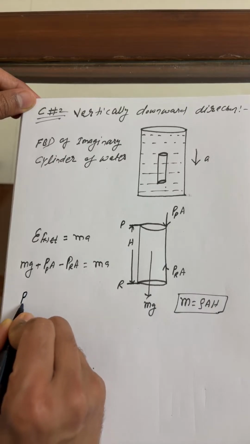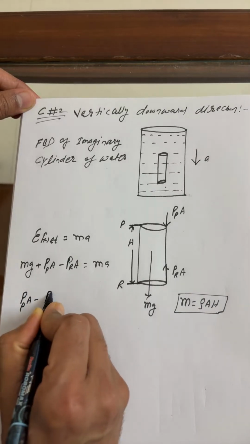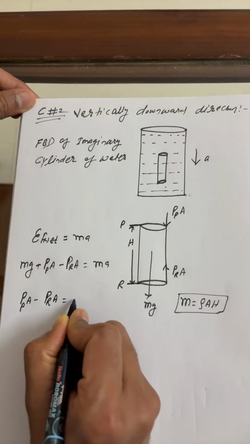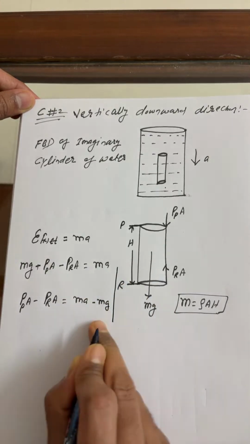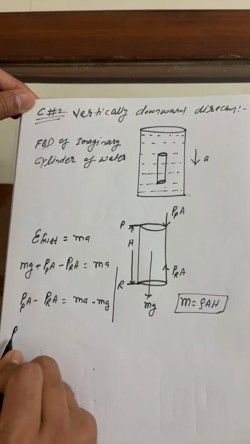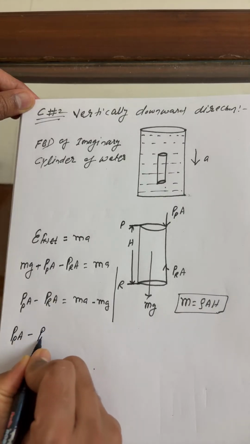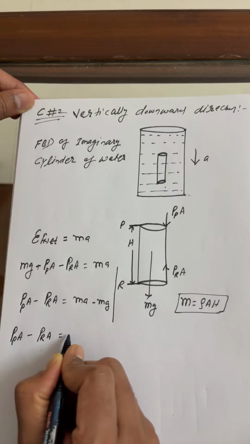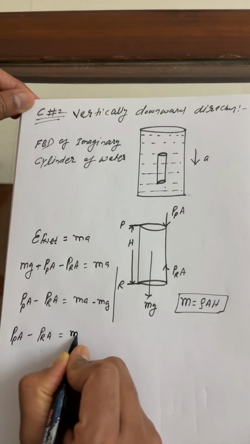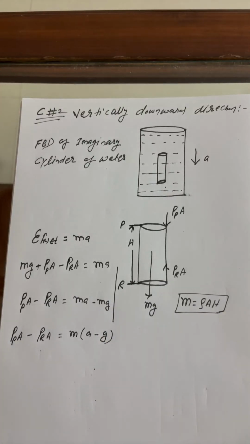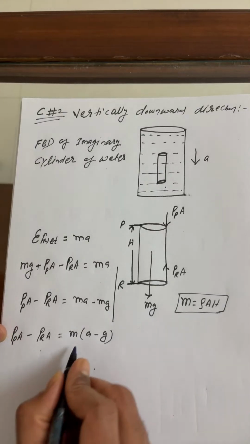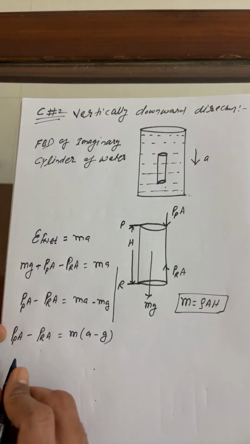So what you can say: pressure at P into A minus pressure at R into A is equal to ma minus mg. Now students, I can write pressure at P into A minus pressure at R into A equals m, you can take common, this is a minus g. Take g, A is common. Right? Now this is the condition. Mass, just replace this one.